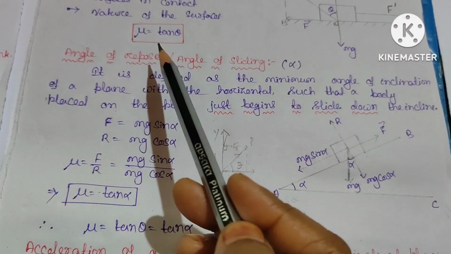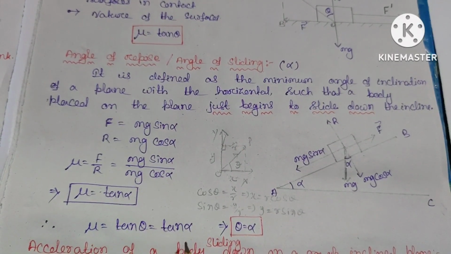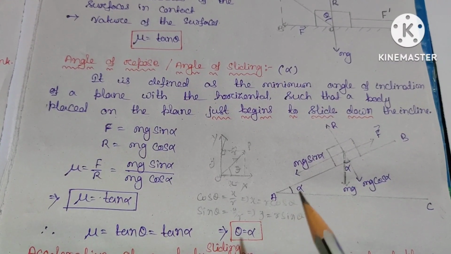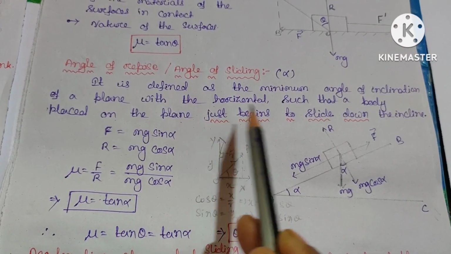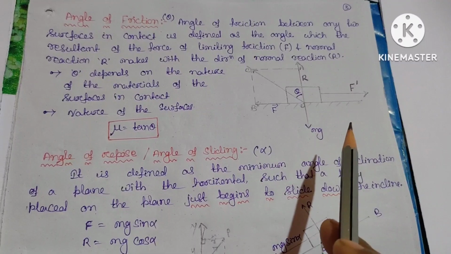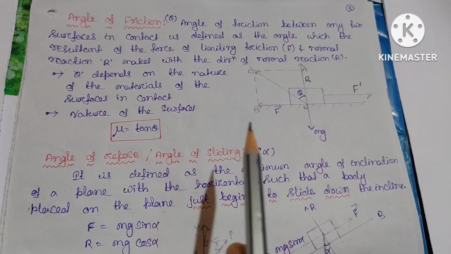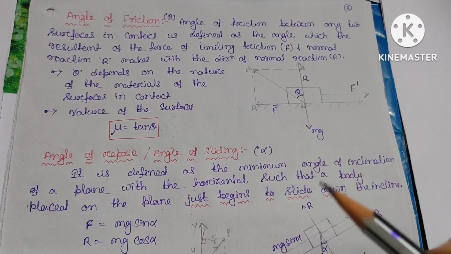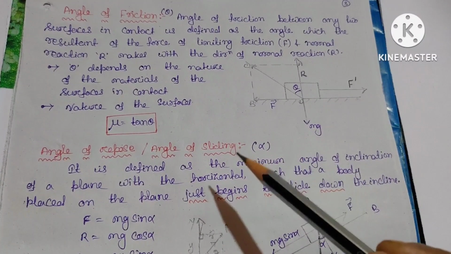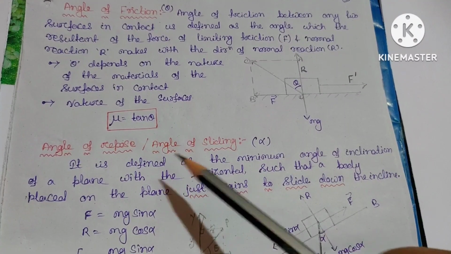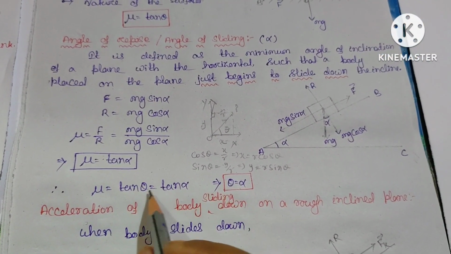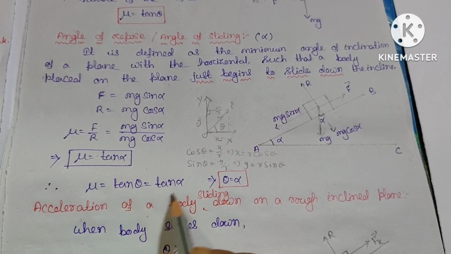So mu equal to tan alpha. Otherwise you can see that this mu equal to tan theta is equal to tan alpha, or you can say that theta equal to alpha, in which case the body just begins to slide down or the body is not sliding. When the body is at rest, or when the force is already applied but the body doesn't move, in that case we can say that mu equal to tan theta is equal to tan alpha. So from this relation you can see that theta equal to alpha.